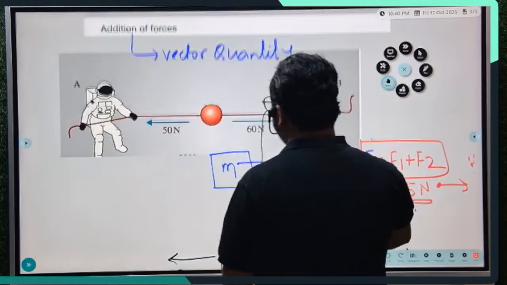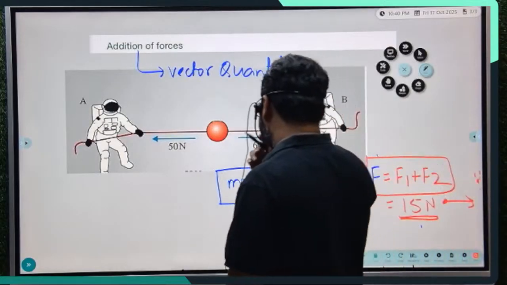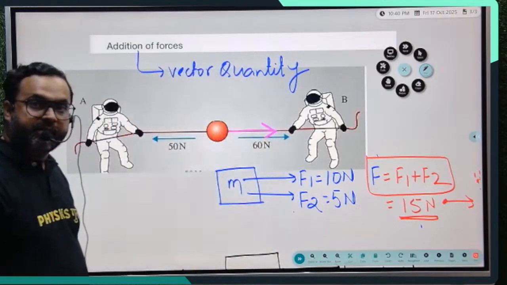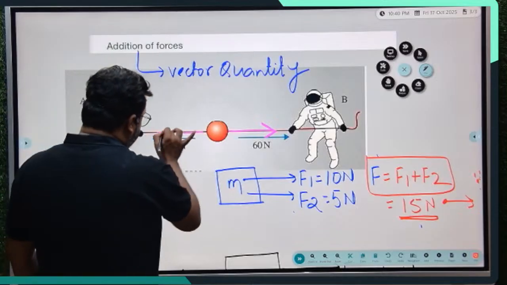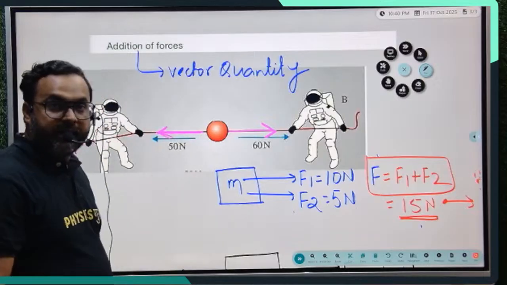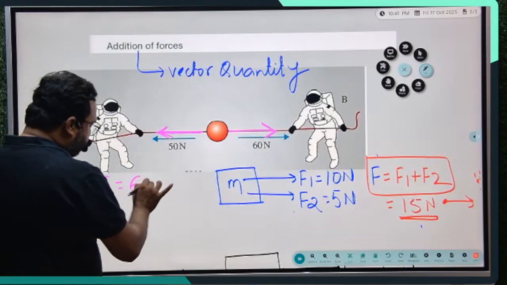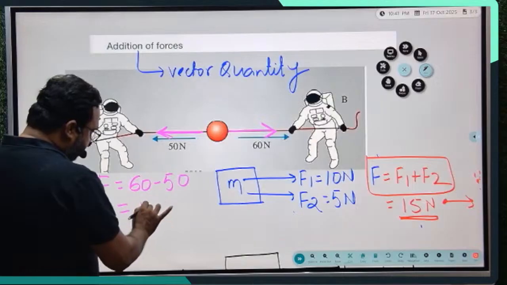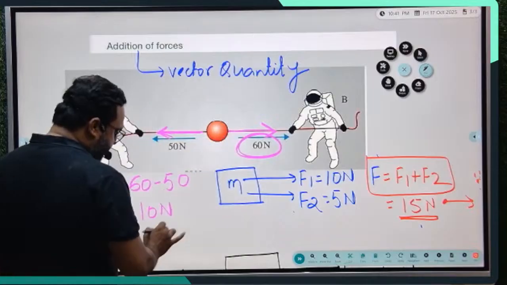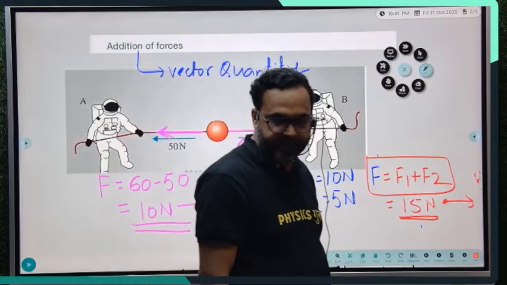In this particular example, if you observe, this astronaut is applying a force of 60 Newton towards right hand side. Similarly, 50 Newton is acting towards left hand side. If I want to find the total force, so total force is what? 60 minus 50. That is how much? 10 Newton. And what is the direction? Towards a greater force. That is towards right hand side. Any doubt?